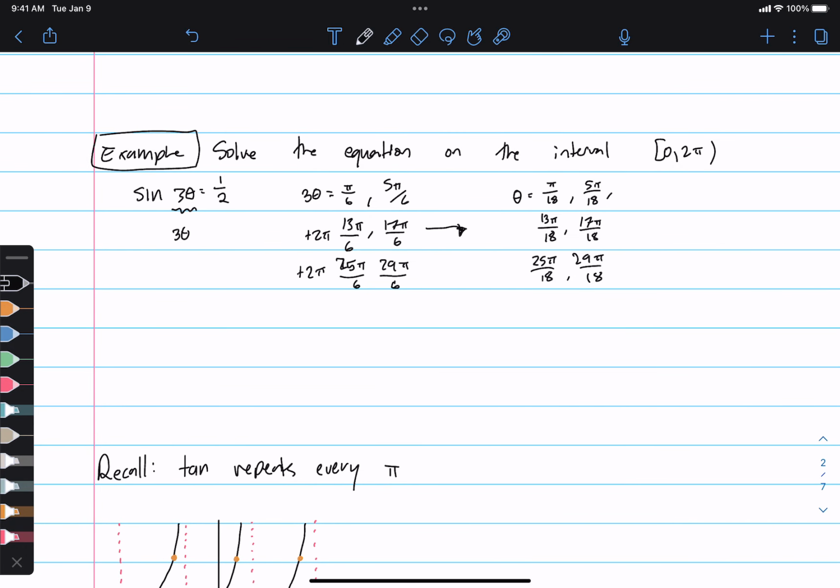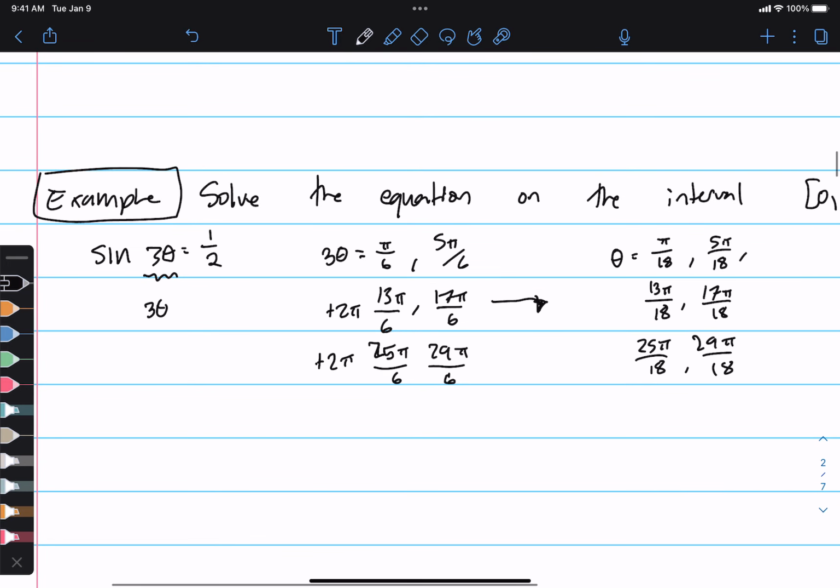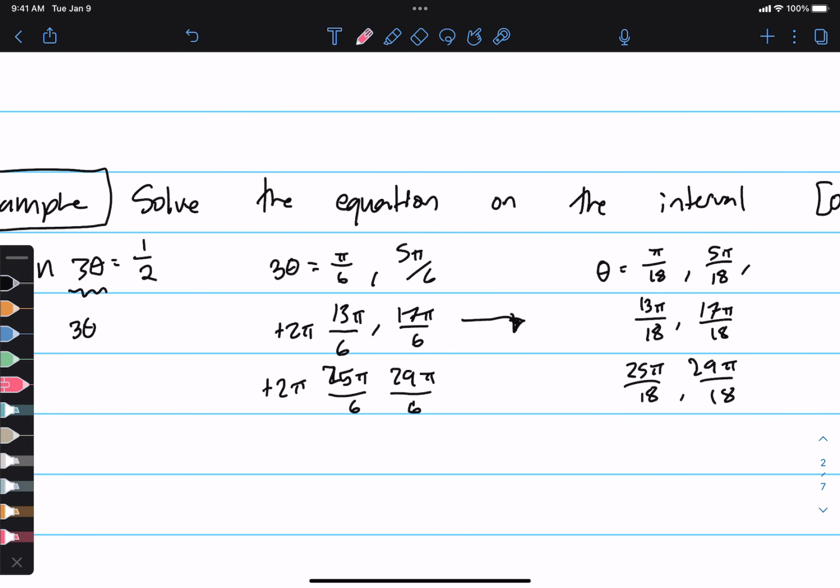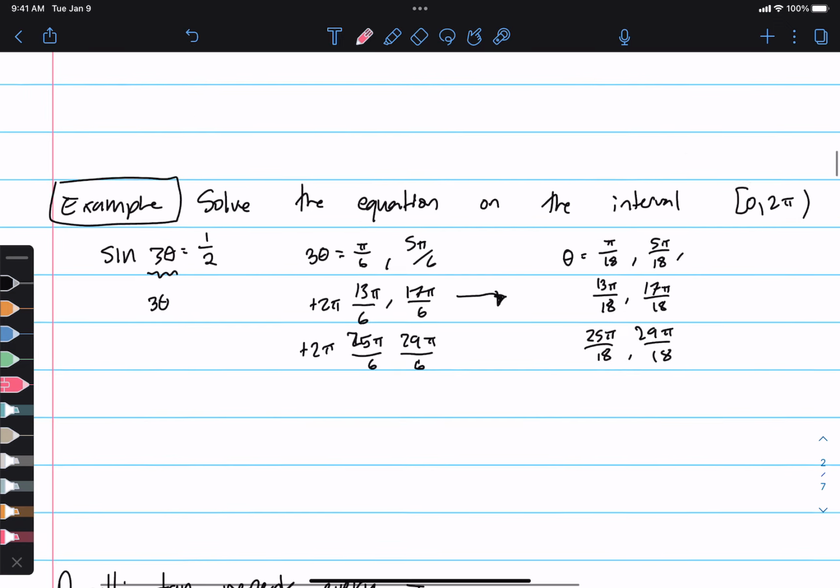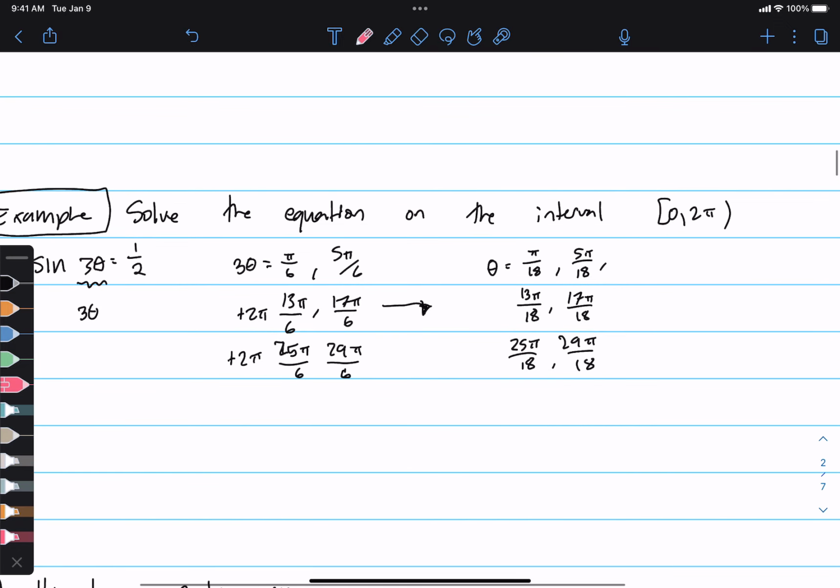Does this sort of make sense? So we're saying 3 theta can be one of the values that we found on the unit circle. But because it's 3 theta, we're going to go around 2 more times. We can go a full 360 times 2. We can go around the circle once, twice, 3 times. And if we divide by 3, theta is still going to be from 0 to 2 pi.